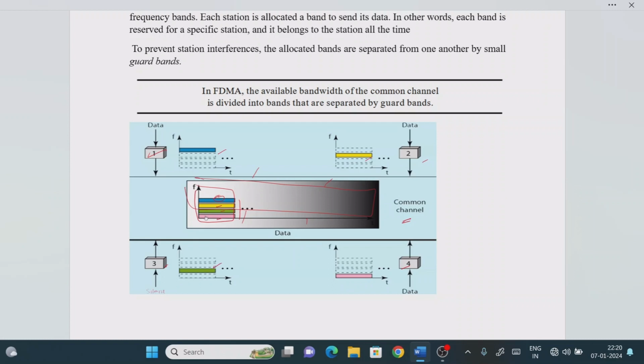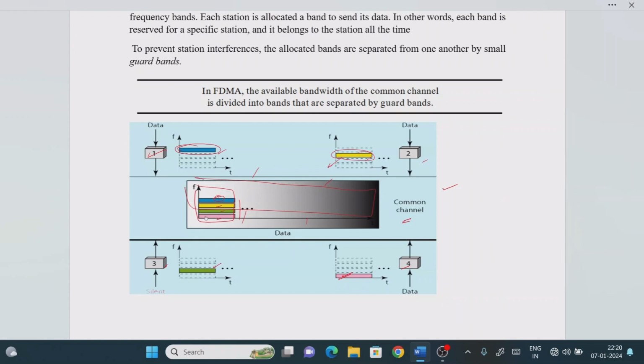Now each frequency will be different, right? So if you want to communicate, you can use this frequency and communicate happily. At the same time this other person also wants to communicate, he can also communicate, and no collision will occur. So this is the idea of the FDMA technique.